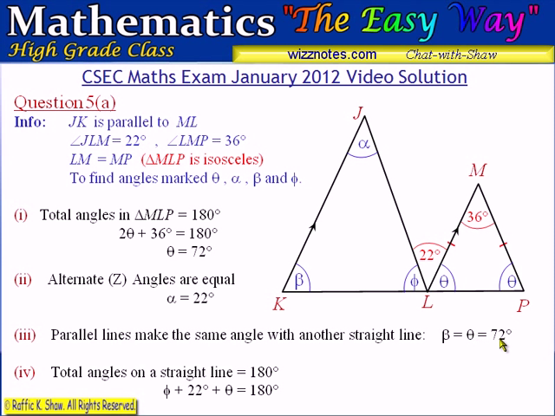We already know that theta is 72 degrees from here, and therefore we can find phi by subtracting 22 and subtracting 72 from 180 degrees. And that will give us phi equals 180 degrees minus 22 degrees minus 72 degrees, right? And so that works out to be 86 degrees. And therefore this angle is 86 degrees. That's the answer for question 5A. Let's move down now to question 5B.